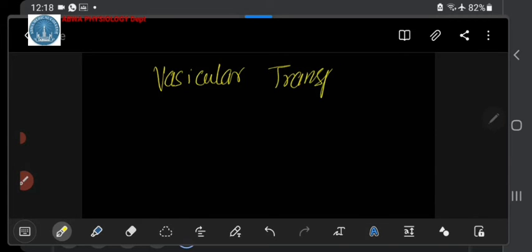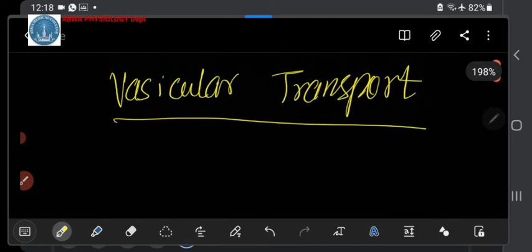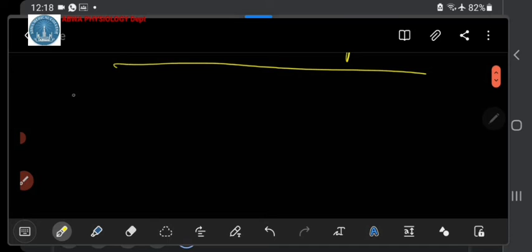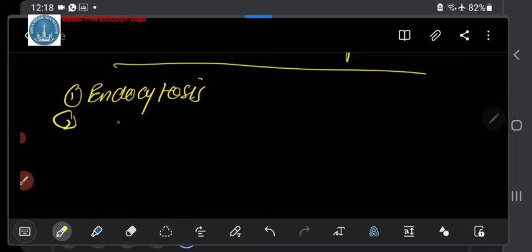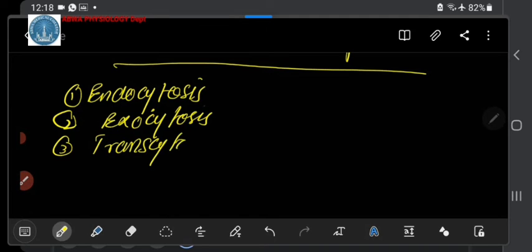Now we'll discuss another transport that is called vesicular transport. I should increase the size. It includes endocytosis, it includes exocytosis, and transcytosis.